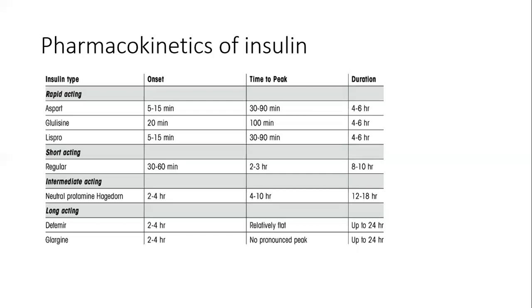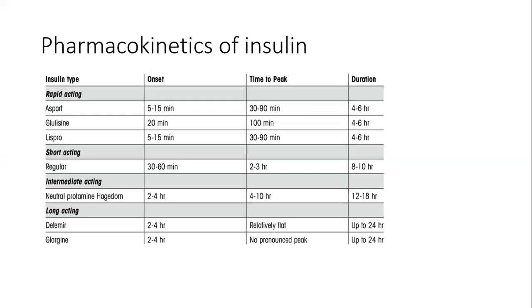So as the names go, if you look at the rapid-acting insulin, the three that we have in our market, you see that we have quite a rapid onset of action, and the time to reach the peak is about 3 hours, and by about 4 to 6 hours, that group of insulins will not be in our system. Our regular insulin, the short-acting insulin, takes about 60 minutes at onset, reaches the peak in about 3 hours, and lasts about 8 to 10 hours.